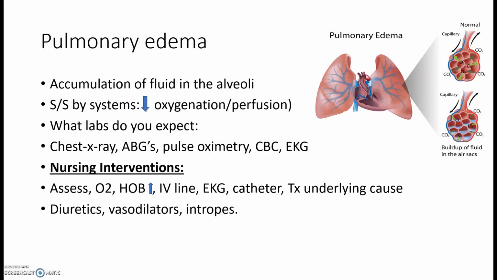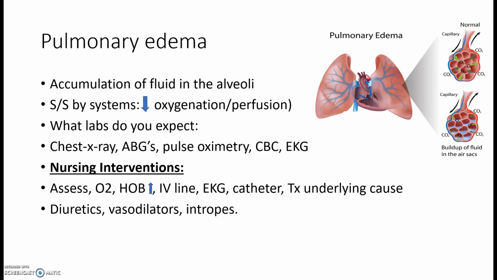So in terms of pulmonary edema, the definition says that it is simply accumulation of fluid in the alveoli. And why does it happen? Again, this is the result of a myocardial infarction. When the pump fails and is unable to pump the blood forward, the blood will back up and fill up the alveoli and the interstitial space, preventing gas diffusion from the alveoli into the capillary bed.